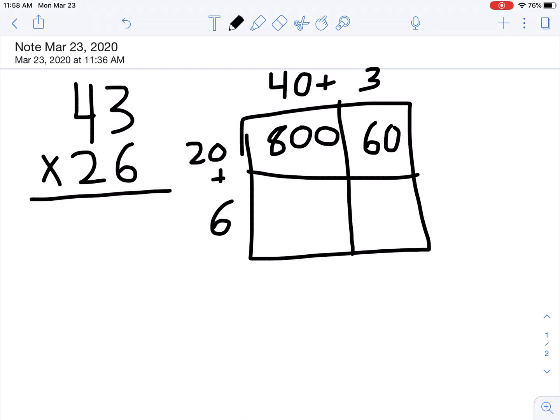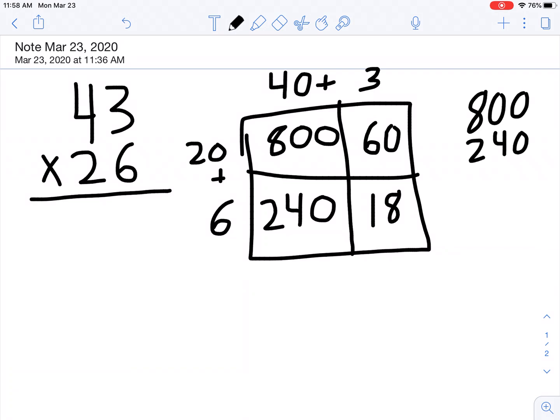Below where I put 800, I'm going to do 40 times 6. So 4 times 6 is 24. So 40 times 6 would be 240. And then 3 times 6 would go into this bottom right corner. And just as we did with all the previous problems, we're just going to add the 4 products that are inside our boxes.